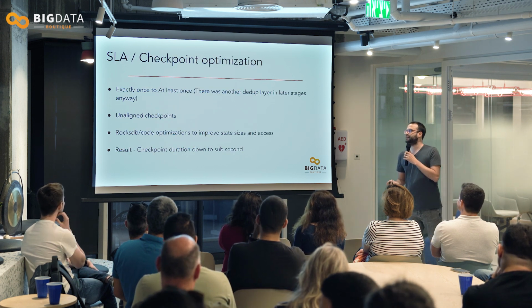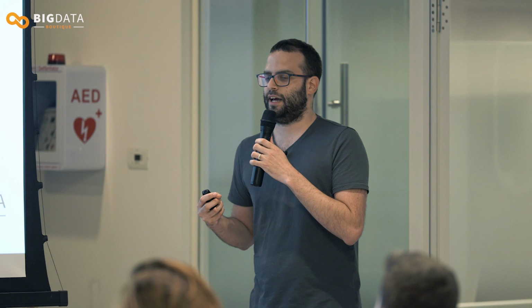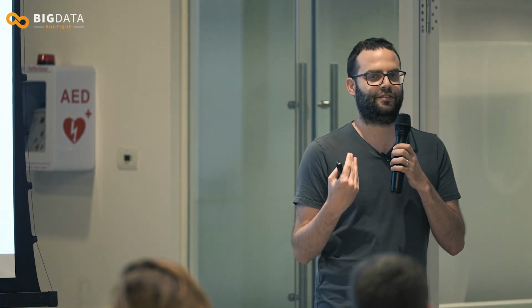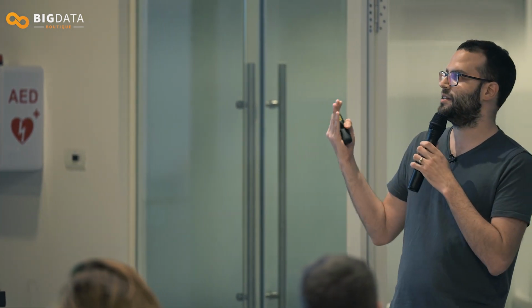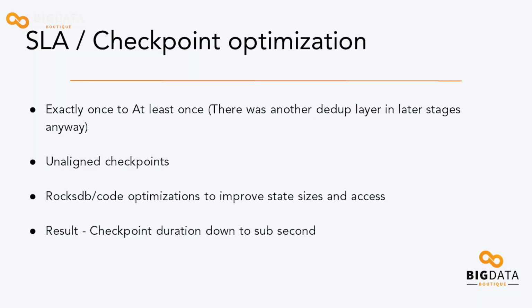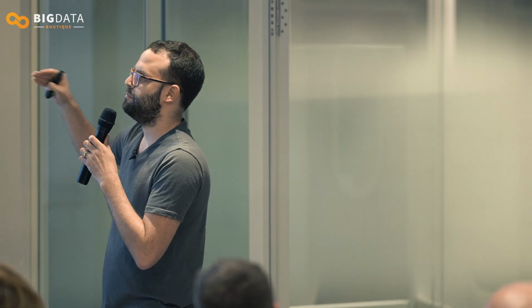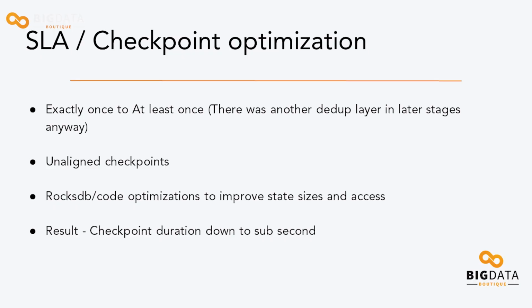So the first thing was that, given their processing rate and their jobs, it made sense to convert most of their main pipeline processes from exactly once to at least once. They're reading and writing back to Kafka in most of their intermediate jobs, and that meant that there was another dedupe layer that we could use in the customer-facing jobs at the end of the pipeline.